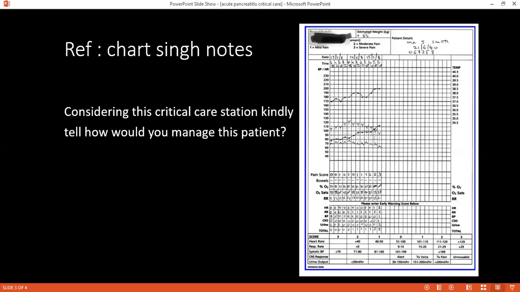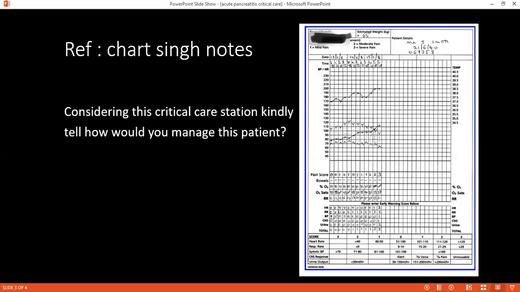And what else would you do? As the patient is in severe pain, I will give analgesic according to the WHO guideline. And if needed, I will admit the patient in an HDU or ICU setup.